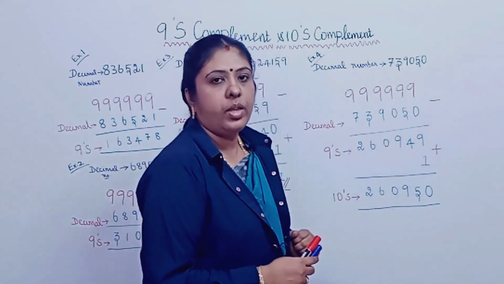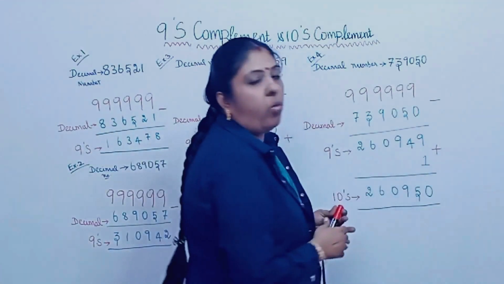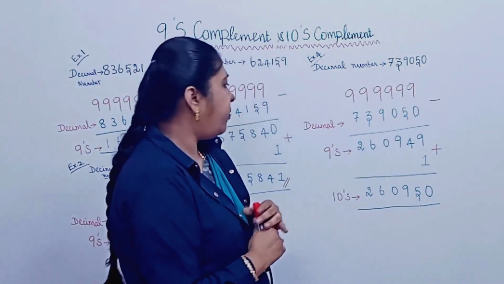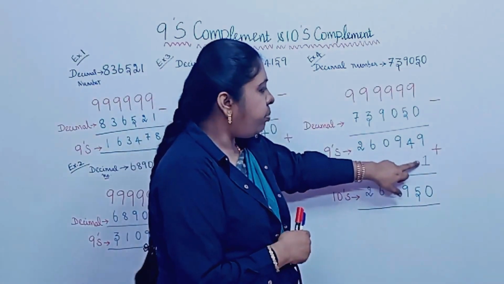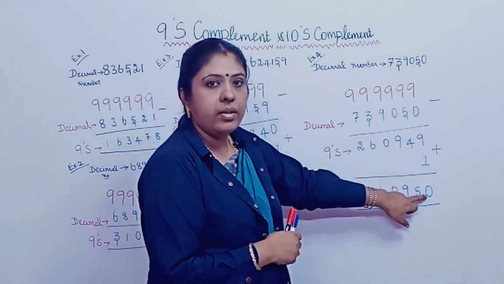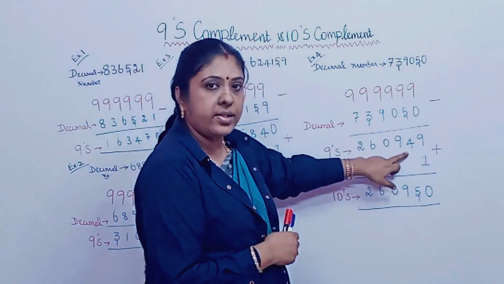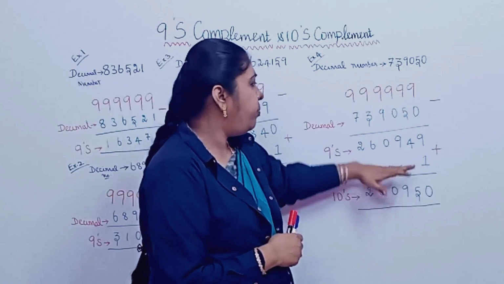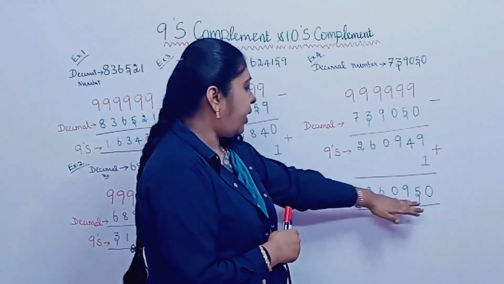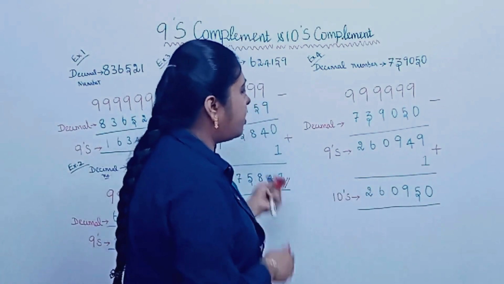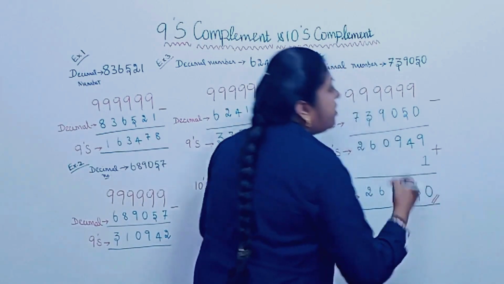Now for converting to tens complement, we add 1 to the last digit of the nines complement number. So here 9 plus 1 gives 10, remainder 1. So 1 plus 4, the next digit, is 5. The other digits are repeated as they are. So the attained tens complement number is 260950.